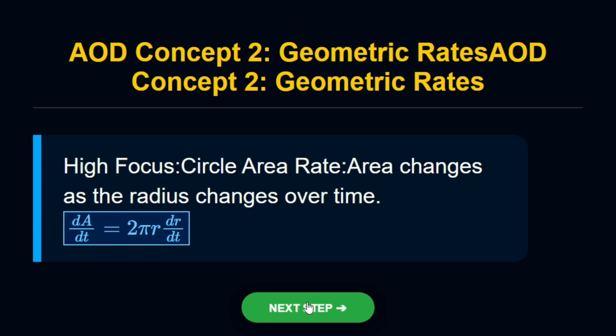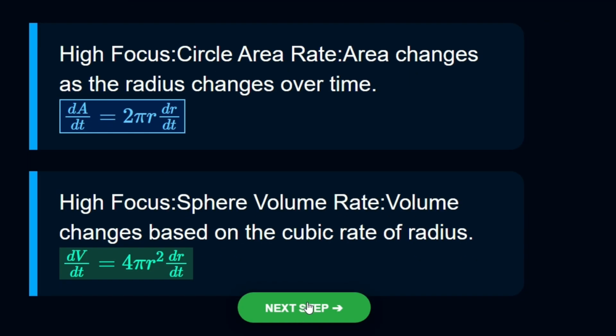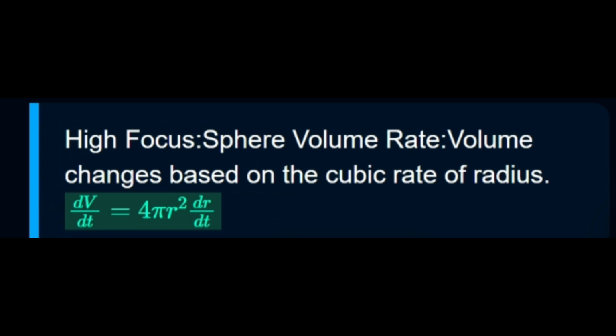The next concept, sphere volume. The volume changes based on the cubic rate of radius, and dv by dt is equal to 4 pi r square dr by dt. Remember, every quantity must be changing along with time, so it should be a derivative with respect to time.